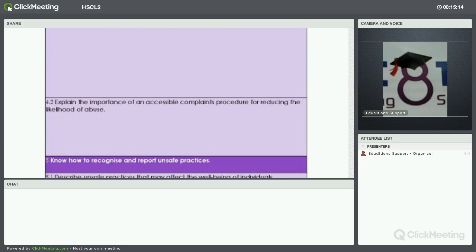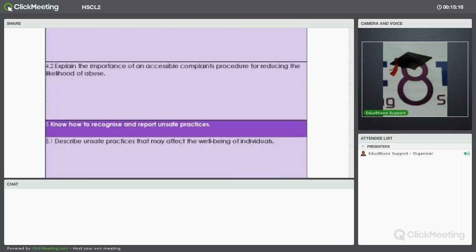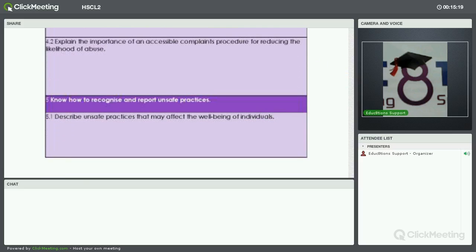Okay. 4.2, explain the importance of an accessible complaints procedure for reducing the likelihood of abuse. So this is quite obvious, I suppose, really, but just think about it. What is the importance of having that really good, accessible complaints procedure at work? Okay. So this does help reduce the likelihood of abuse.